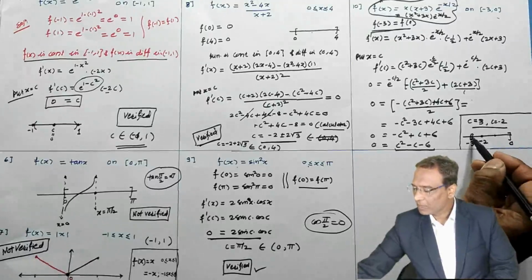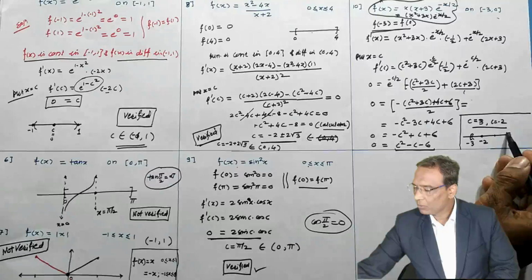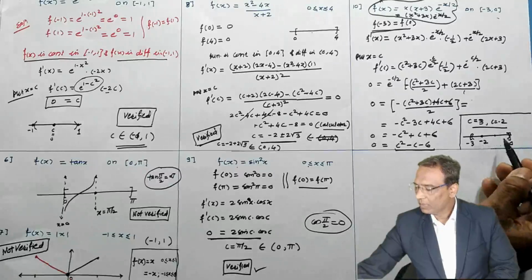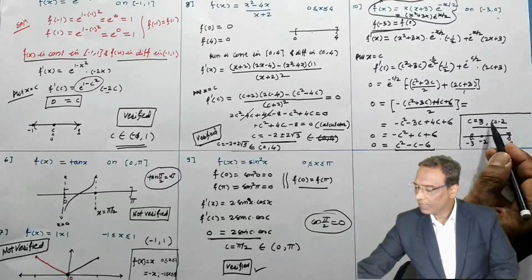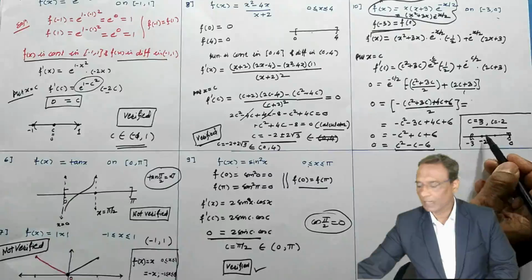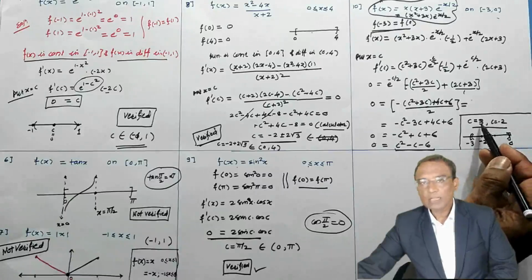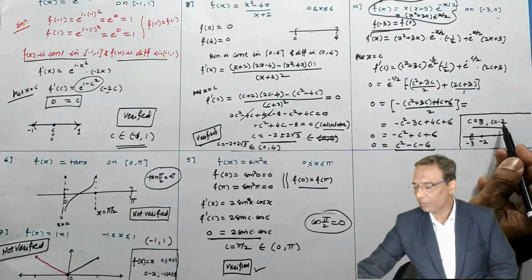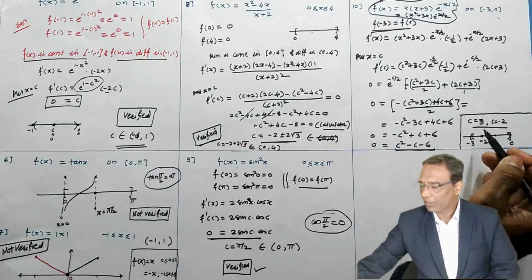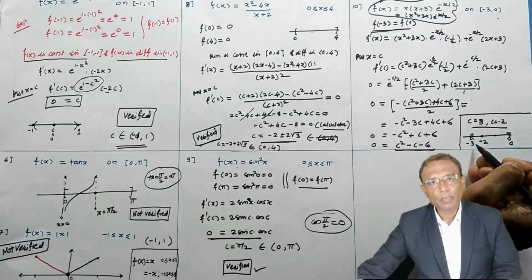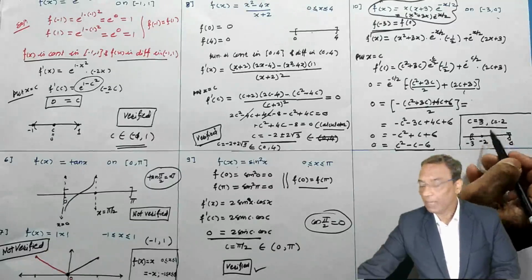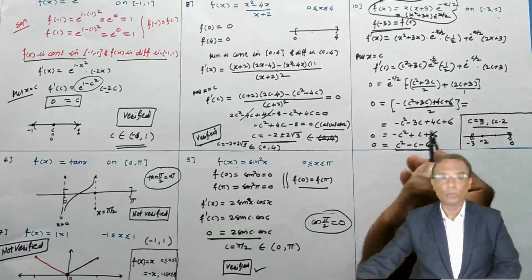See, minus 3 to 0 to 3. This minus 2 belongs to this open interval. 3 does not belong to it, but minus 2 belongs to this. Okay, the value of c, minus 2, belongs to the open interval. It may be asked as an MCQ.